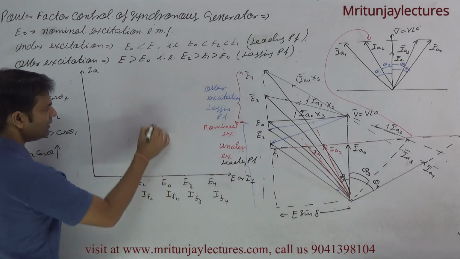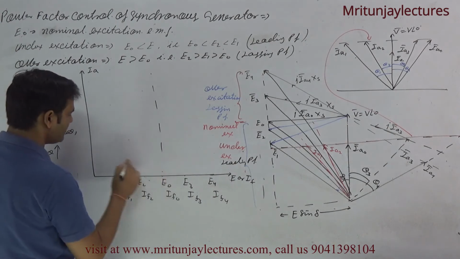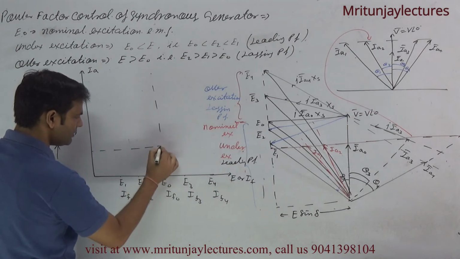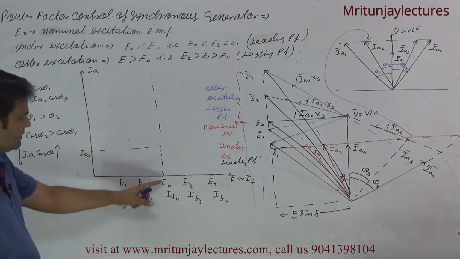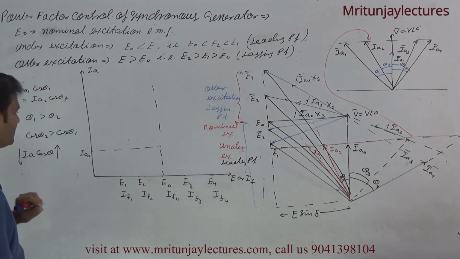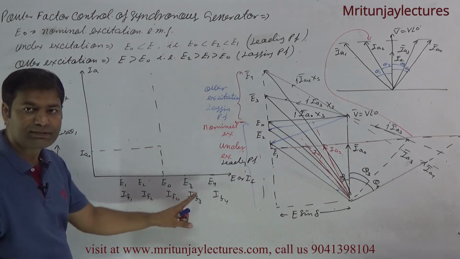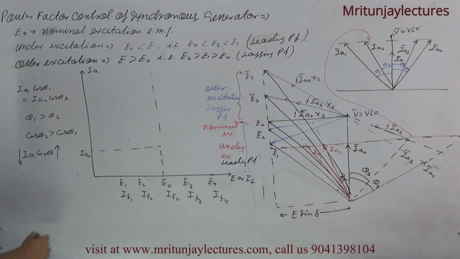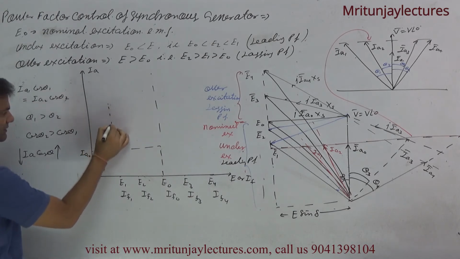So during under excitation, corresponding to IA0, nominal excitation. Now current decreases, power factor, sorry, our focus is on current. Excitation EMF increases, what about current? Current decreases.